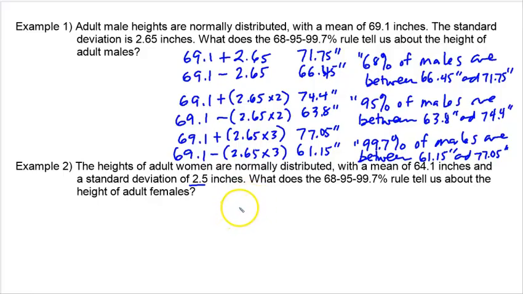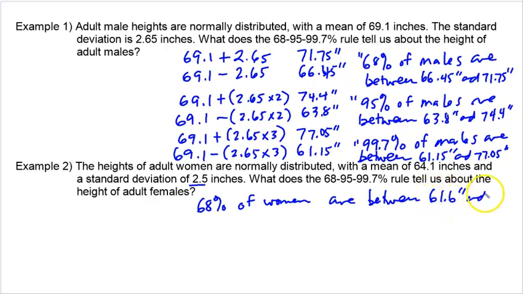So I'll just go ahead and summarize this. So 68% of women are between 61.6 inches and 66.6 inches. All right, 64.1 plus 2.5 and minus 2.5.